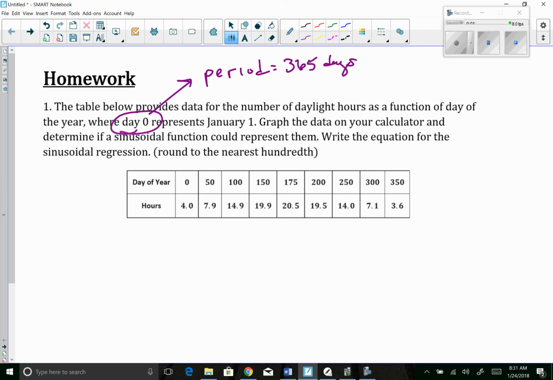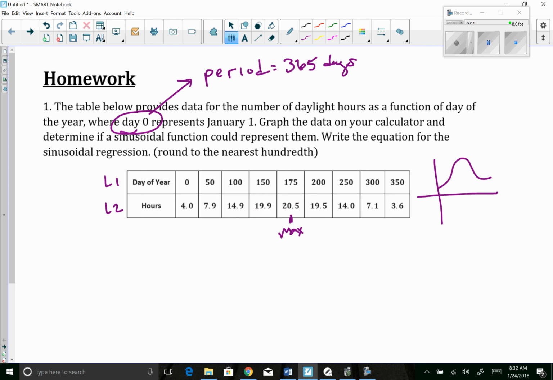It looks like about halfway through is where I see my maximum, somewhere around there. So without actually even doing this in the calculator, I kind of already know it's going to look something like an upside down cosine curve or a negative cosine curve. Now, because we're using a sinusoidal function in our calculator, remember, I'm not going to be able to represent this with cosine. The calculator always represents everything as sine, so there'll be some kind of horizontal shift, but that's okay because we're just typing it all in. Now, when I type in all this data, I'm going to make L1 the days of the year and L2 the hours of daylight that that year has.